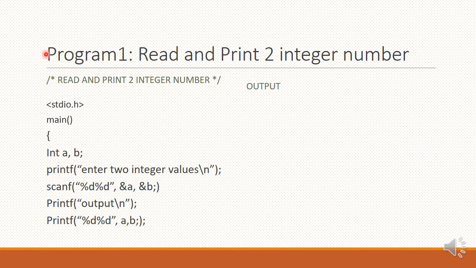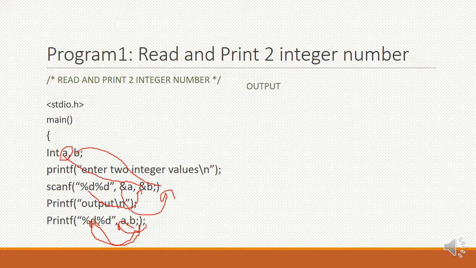So what happens here? For the first percentage d, the value of a is taken, and for the second percentage d, the value of b is taken. Similarly in scanf, the first percentage d goes with ampersand a, and the next with ampersand b. That is why you have to take the same variable names. A means here also you take a, b means here also you take b.